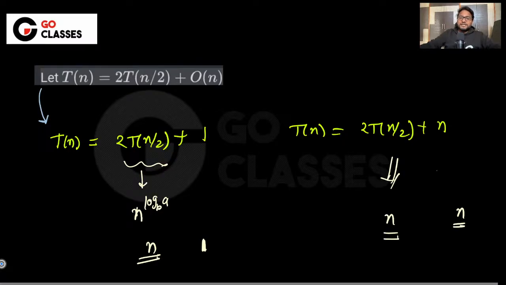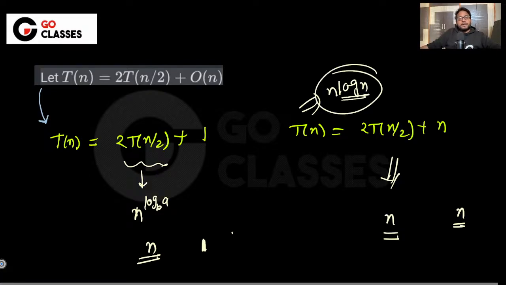So in this case, what is the answer? In this case, the answer is n log n. In this case, the answer is just n. So even if the function is n, then the answer is n log n, which means that even if it is 1, then the answer is n only. If it is n, then the answer is n log n. So it will depend, right? If it is taking the highest value, then the answer is n log n.